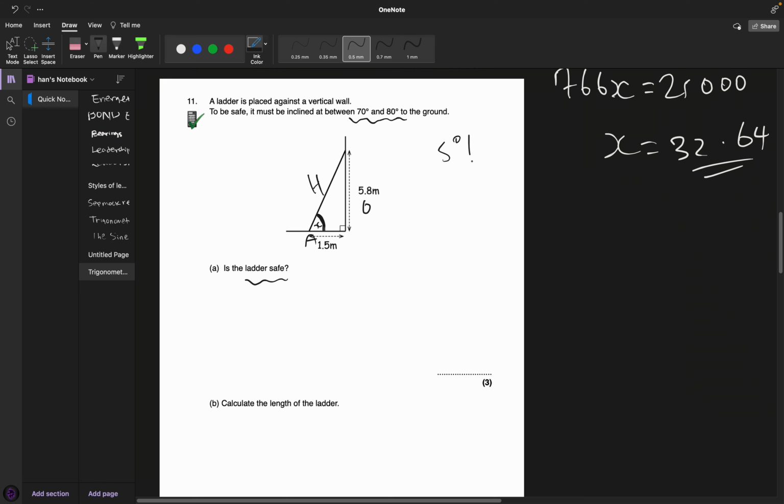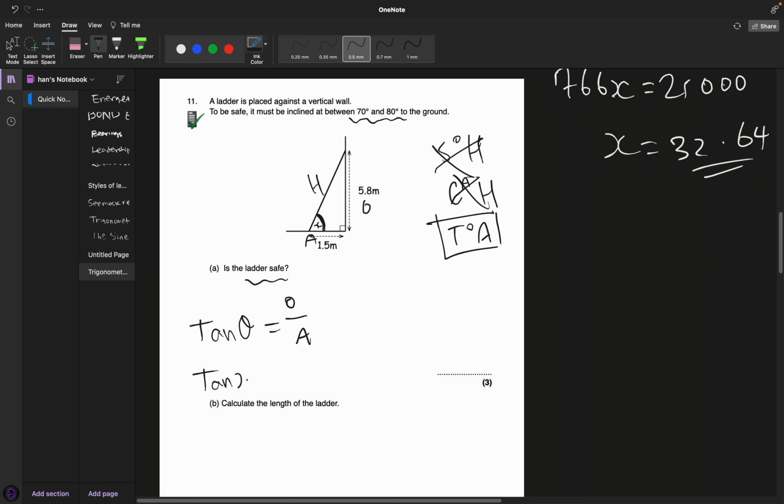So let's just write down our SoH CaH ToA equation first. We don't need the H, so anything with H we can remove. So we're going to use our ToA equation this time. I think that's our first time using it today. That means that tangent of theta is going to equal O divided by A, right? Opposite divided by adjacent. We are not provided the theta sign, so I just replace that with tangent x.